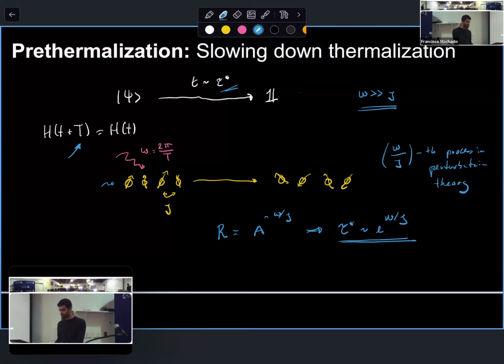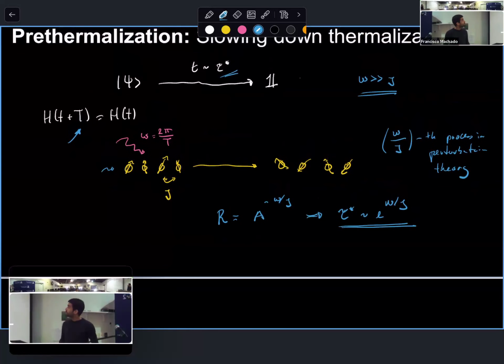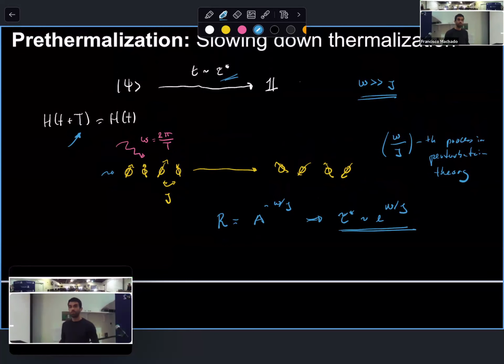Okay. So is this intuition of local rearrangements clear? Going once. Okay. So this is going to be the basis of the talk.